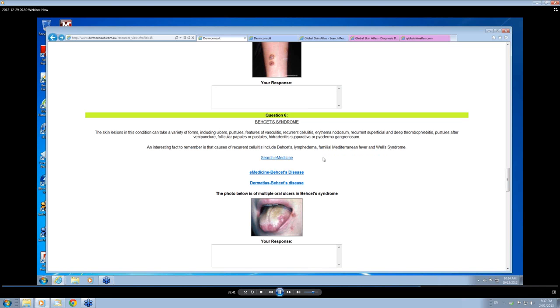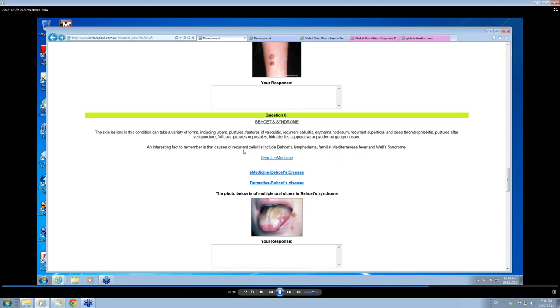An interesting fact to remember is that causes of recurrent cellulitis include Behçet's, lymphedema, familial Mediterranean fever, right, and Wells syndrome. That's an eosinophilic cellulitis, Wells syndrome. Familial Mediterranean fever. Is that a form of amyloidosis? I need to look that up. You can look that up. Find out what familial Mediterranean fever is.